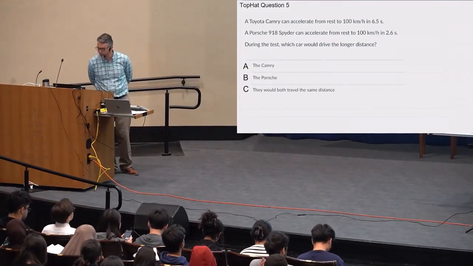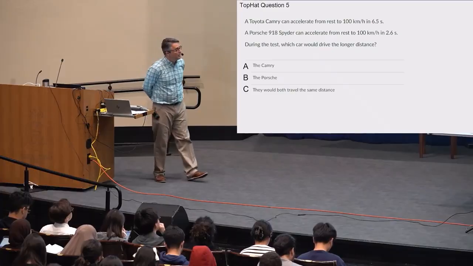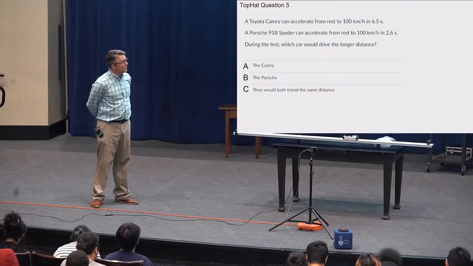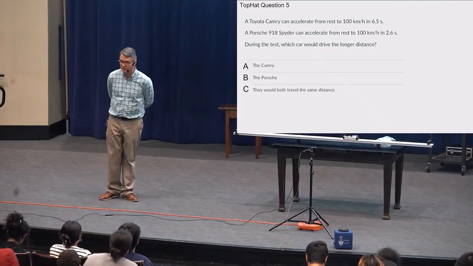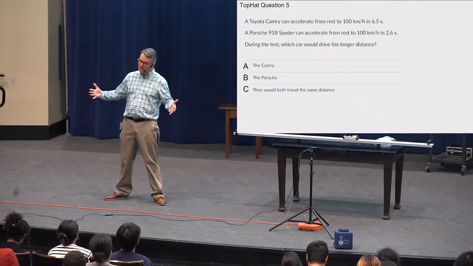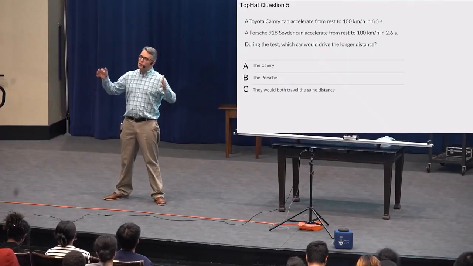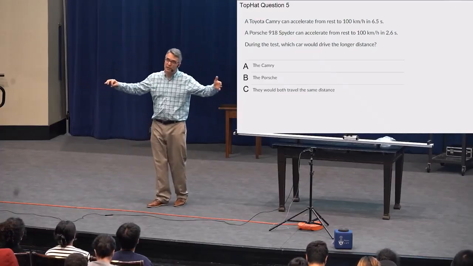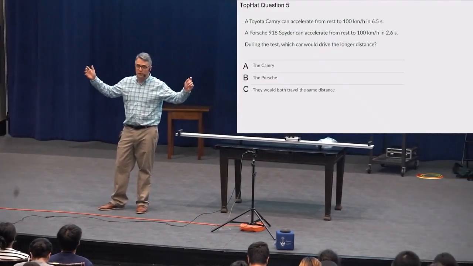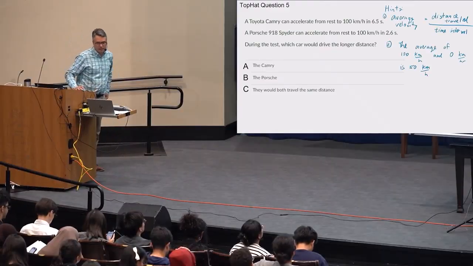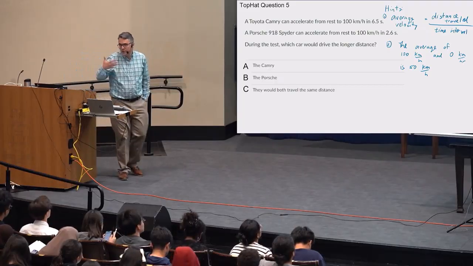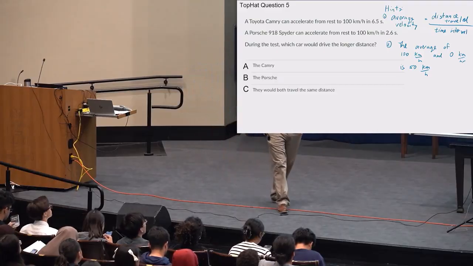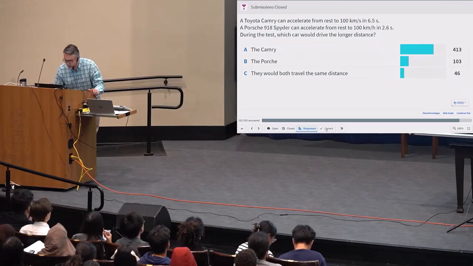A Toyota Camry can accelerate from rest to 100 kilometers per hour in 6.5 seconds. I looked that up. A Porsche 918 Spyder can accelerate from rest to 100 kilometers per hour in 2.6 seconds. You have to imagine they must have tested this on a track. So the question is, during that test of going from 0 to 100, which car drove the longer distance? While you're working on it, I'll give you another minute, but two hints are that the average velocity is the distance traveled divided by the time interval, and also the average of 0 and 100 is 50. Survey says that the Camry, the slower car, goes farther.